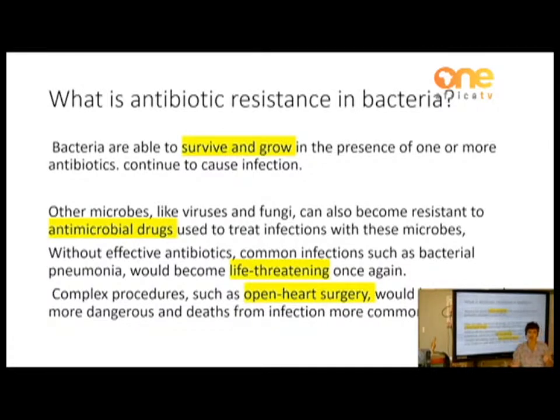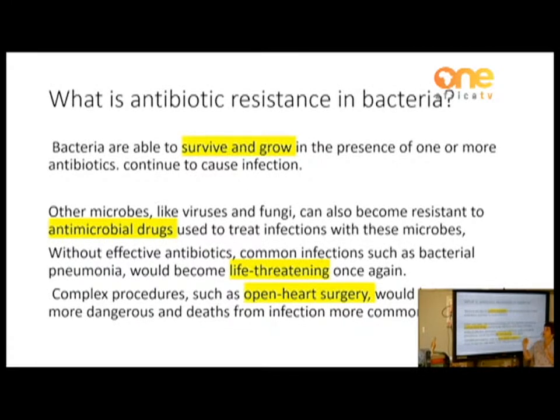After any operation, you will get a series of antibiotics to prevent any bacterial infections, due to the fact that during an operation, your immune system is under pressure. And all these operations, open heart surgery, will be very dangerous, and deaths from infections will be more common.